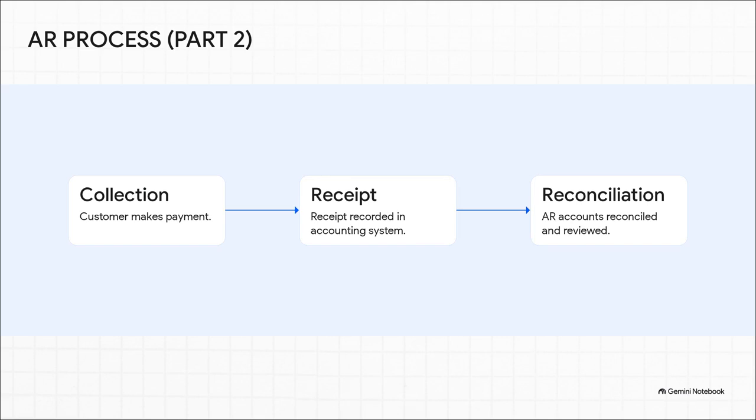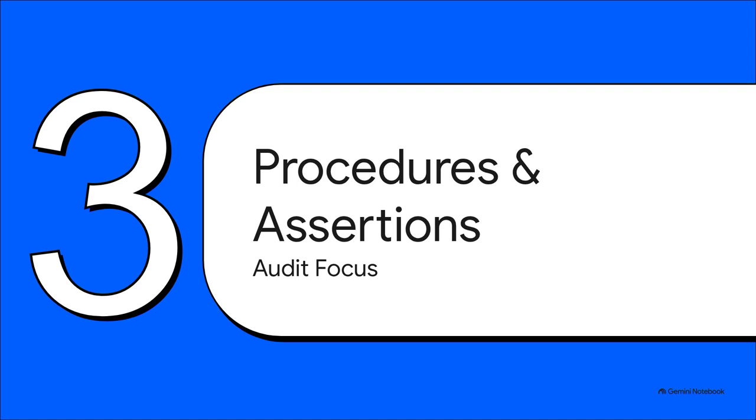And finishing that cycle out, we hit Step 5, collection, getting the cash. Step 6 is receipt recording in the accounting system. And finally, Step 7 is reconciliation. And listen, this is crucial. If any single link in this entire 7-step chain breaks, the whole accounts receivable balance becomes totally susceptible to major errors.